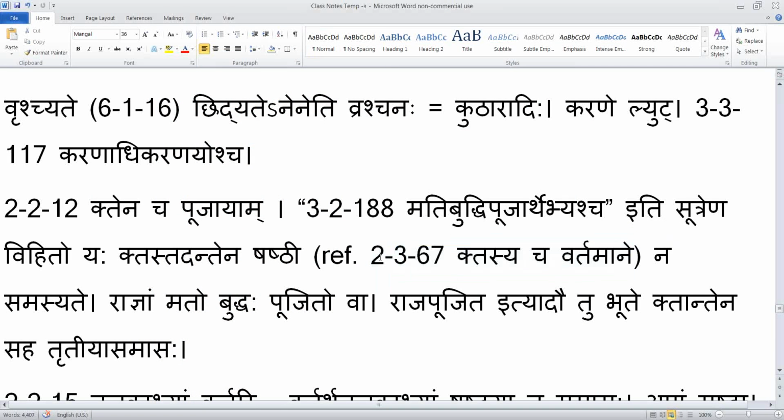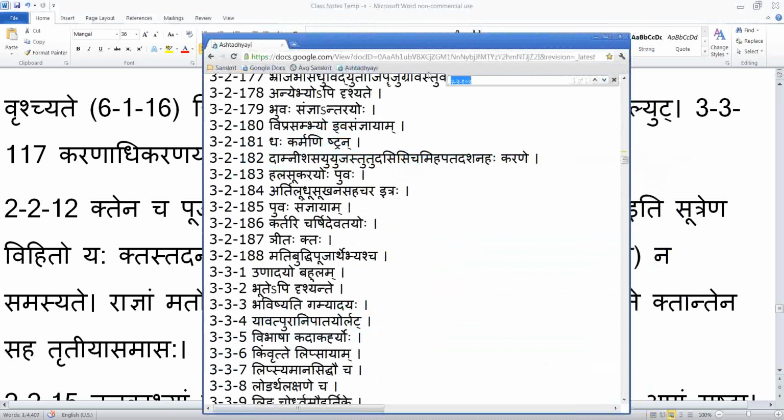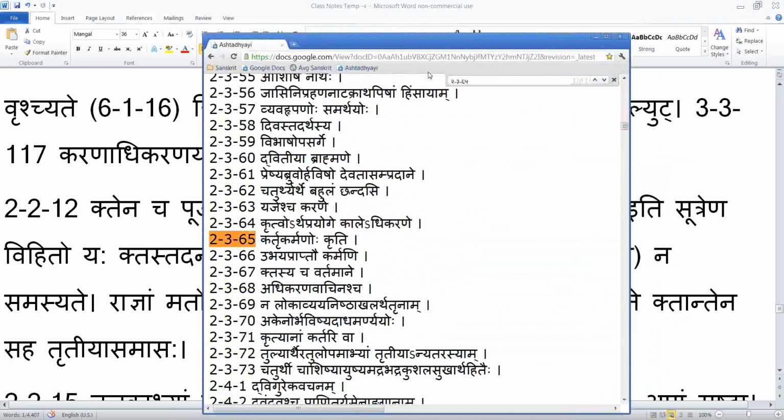Let's appreciate the Sutram 2367 for a second. Let's start from 2365, which is Kartrkarmanoho Kriti. Here, Raja is the Karta of that now. He is the one who is desiring somebody else. So he is a Karta. A Krit Pratyaya has been used with it, a participle form. So by Kartrkarmanoho Kriti itself, we should have had the Shashti Vidhanam.